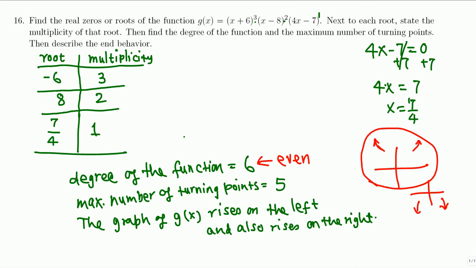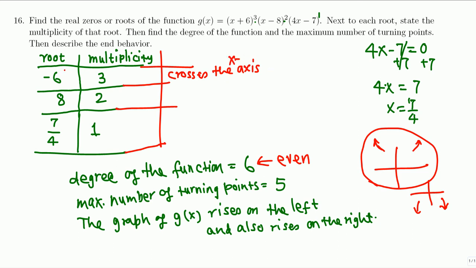I want to give you one more piece of information. This is optional information: whenever we find the root, we can write down the nature of the root. Since this root has multiplicity 3, the graph crosses the x-axis at -6, because the multiplicity is odd, so it crosses the x-axis at -6.